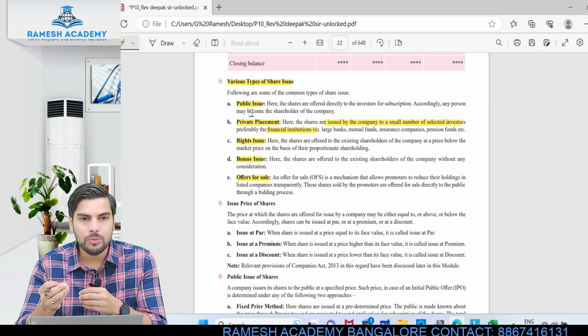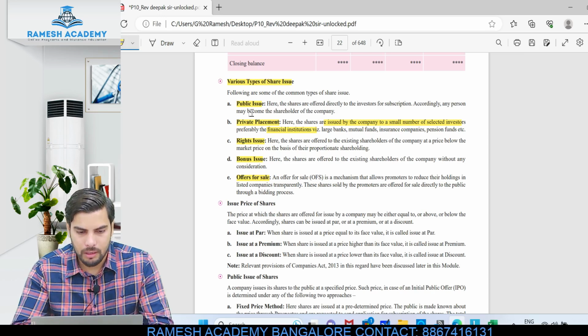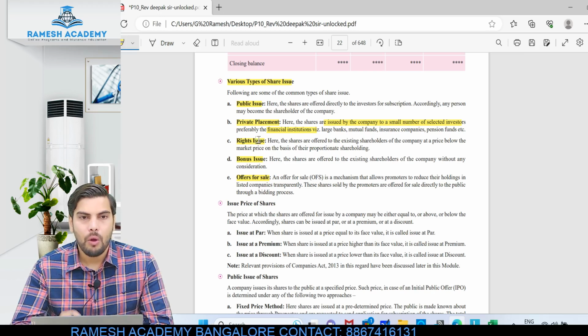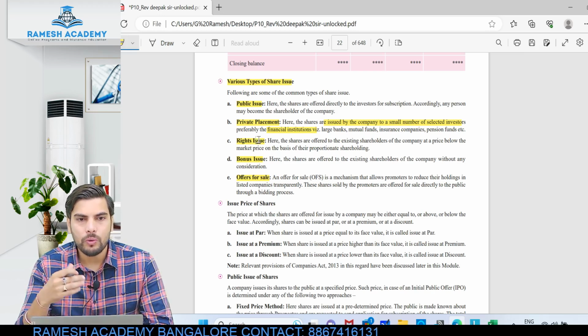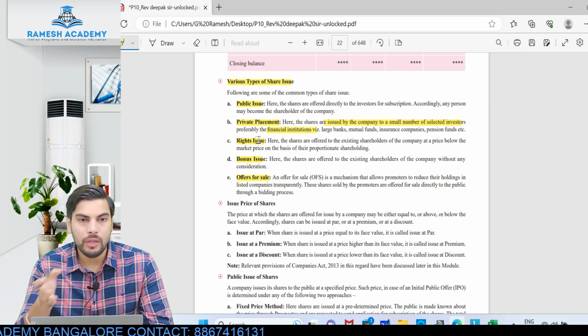Okay, so I'm giving this particular offer of subscription to institutional investors. Clear? Then when it comes to rights issue, what is this rights issue? Whenever the company is planning to raise an additional amount of capital, what they'll be doing is giving this offer initially to the existing shareholders.